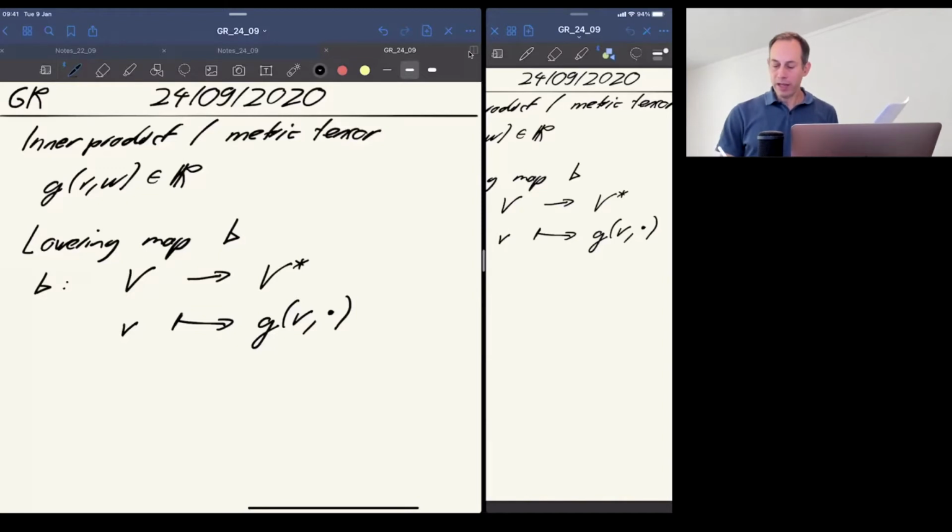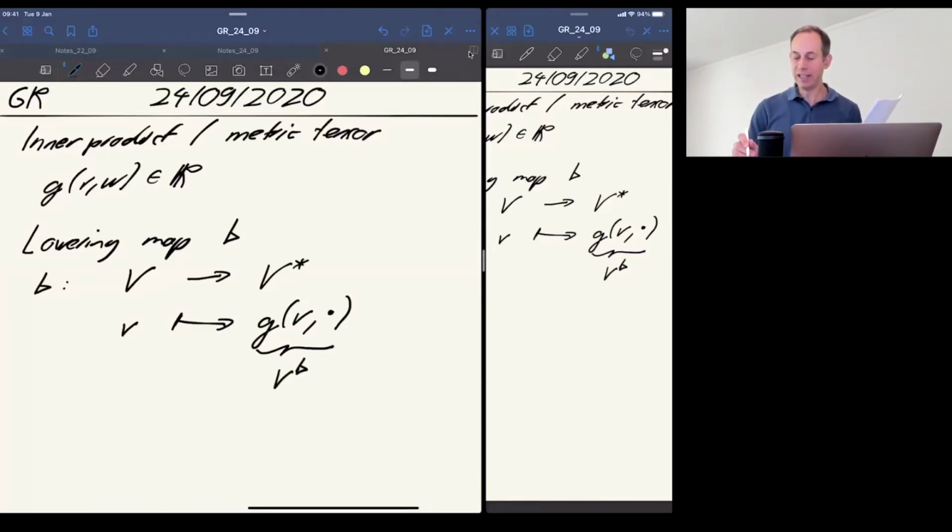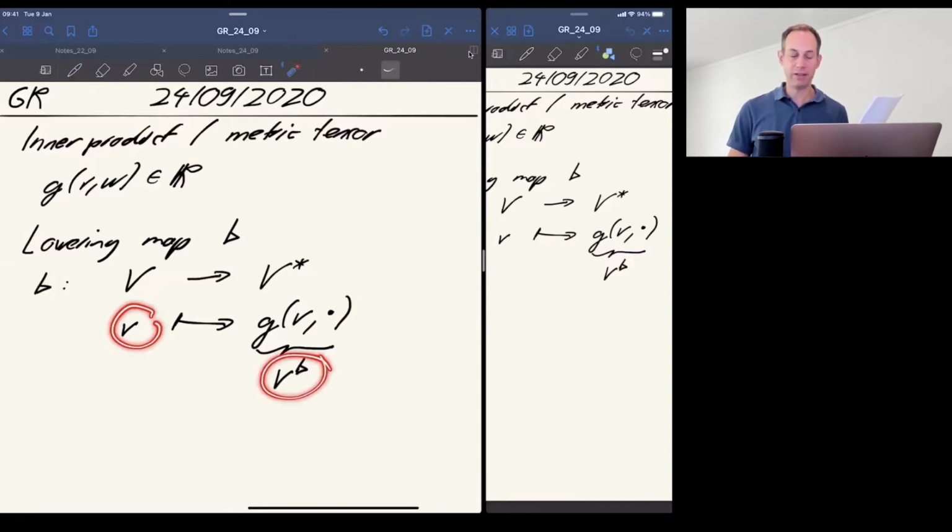Okay, so this new element that we defined here, I will call v with this little b upstairs. So this is not an index. This b is this symbol that I also used for a map. So this is just notation. So this v is a vector, and this is a covector defined via this map.